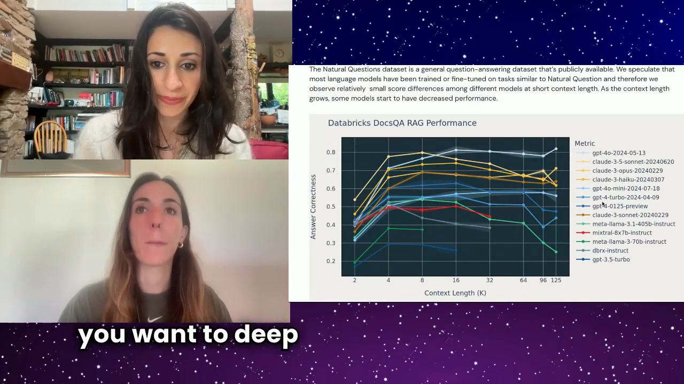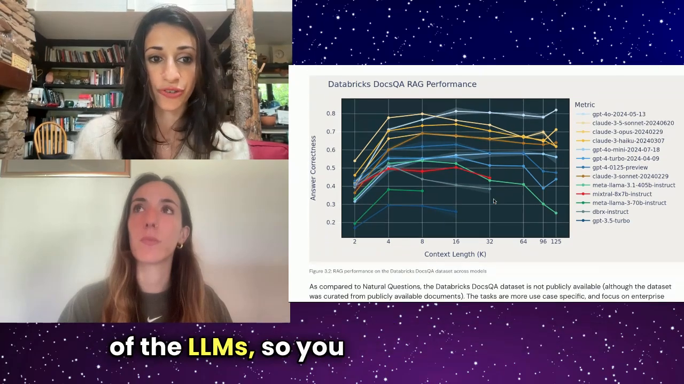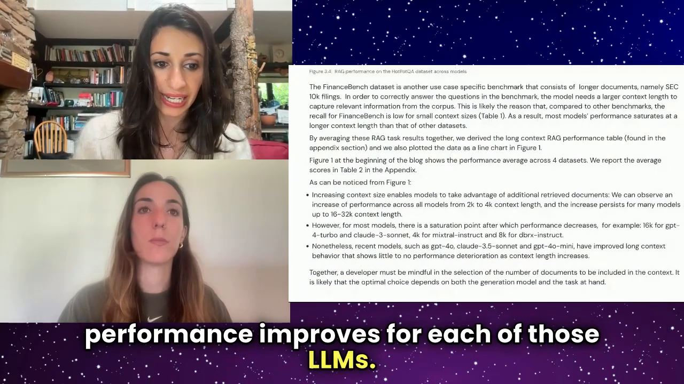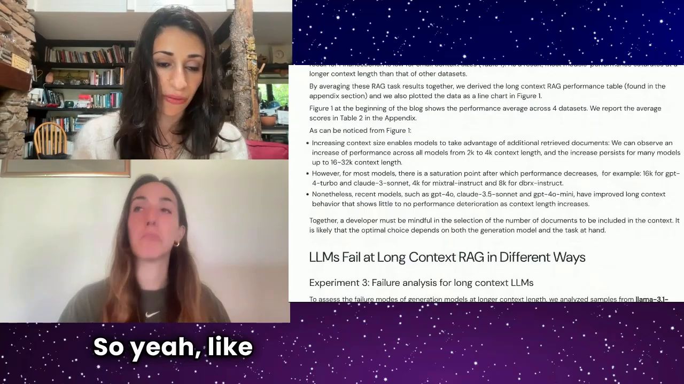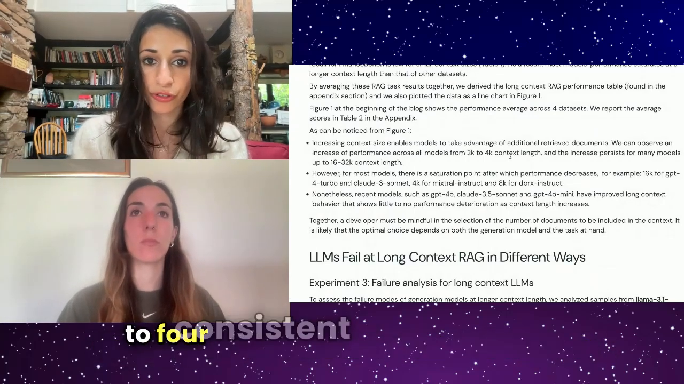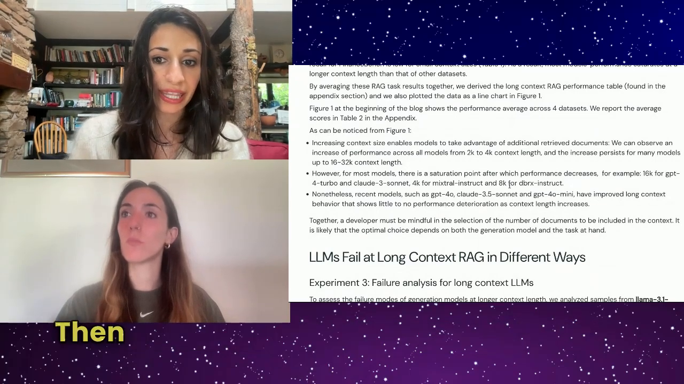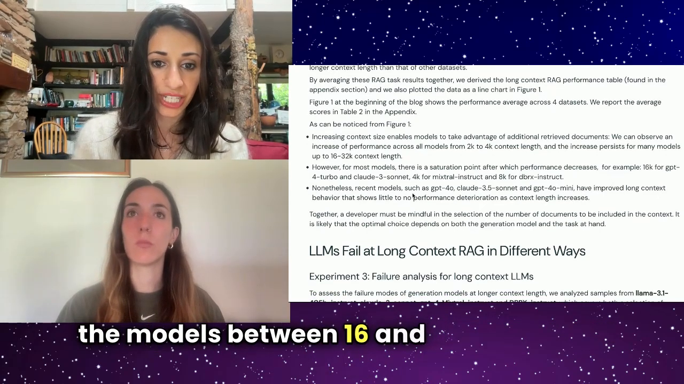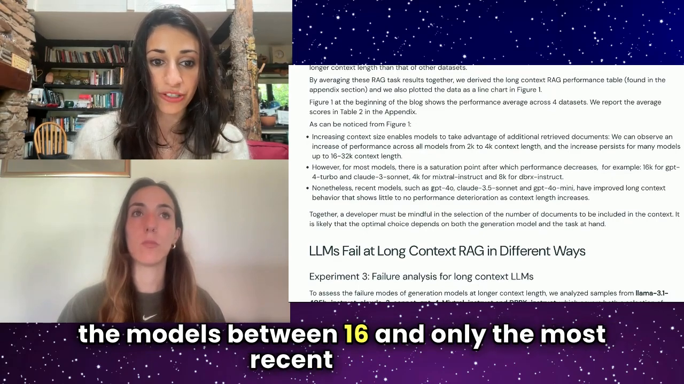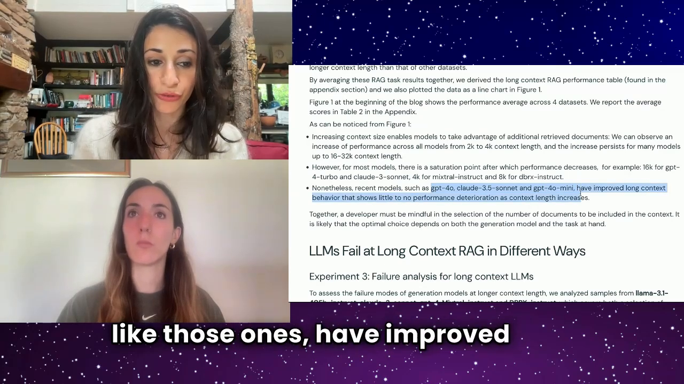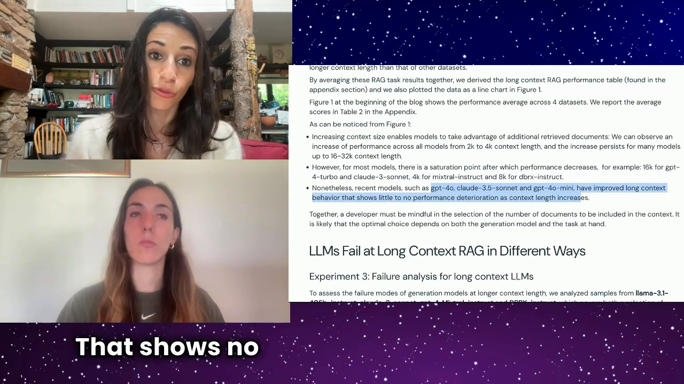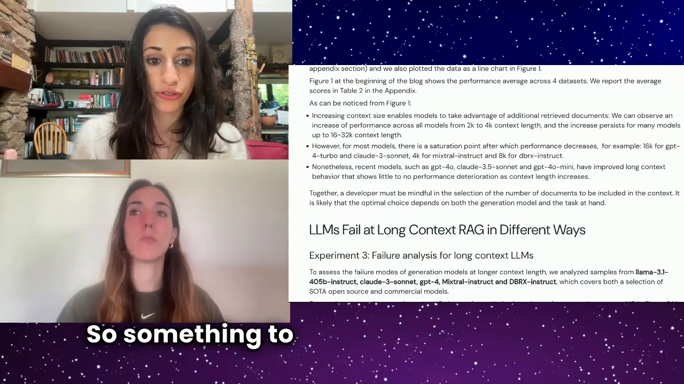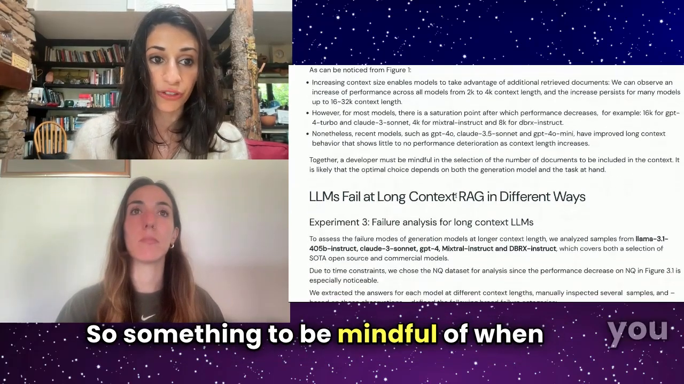So something good to bear in mind. And if you want to deep dive, obviously they list all of the LLMs so you can see how their performance improves for each of those LLMs. So like we mentioned before, 2 to 4, consistent increase across everyone. Then you start having a saturation point for some of the models between 16 and 32K, and only the most recent models, like those ones, have improved long context behavior that shows no performance deterioration as context length increases. So something to be mindful of when you build a RAG app.